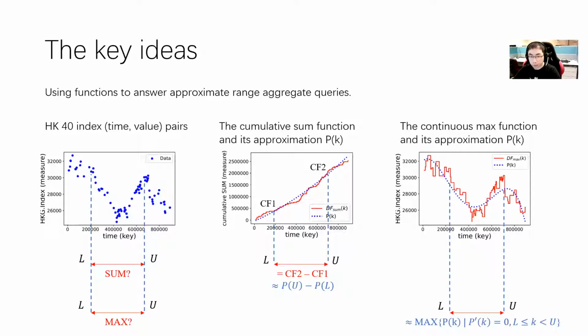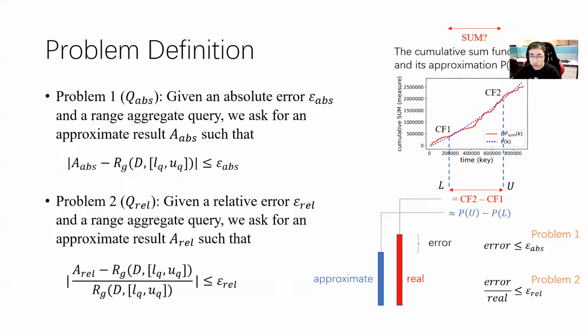Similarly, to answer a range max query, we can first generate the corresponding max function, then approximate it with a simpler function. After that, we can use mathematical tools such as derivatives to quickly answer the range max. However, using function approximation to answer range aggregate queries will always have some errors. That's why we focus only on providing approximate results for range aggregate queries.